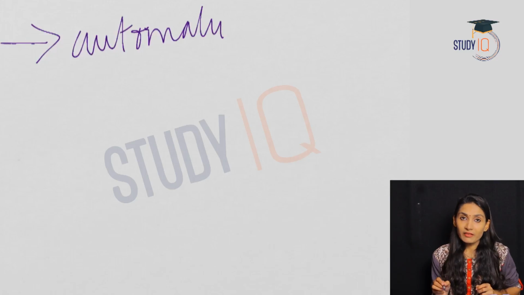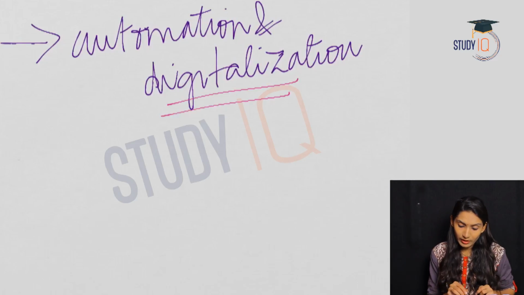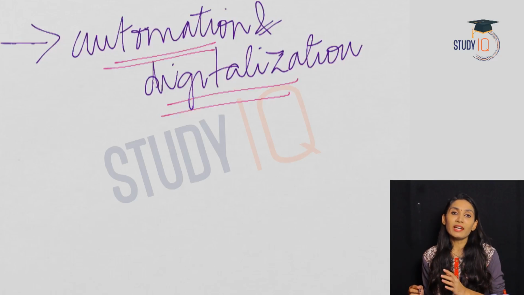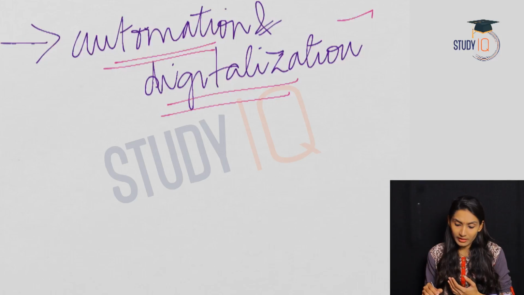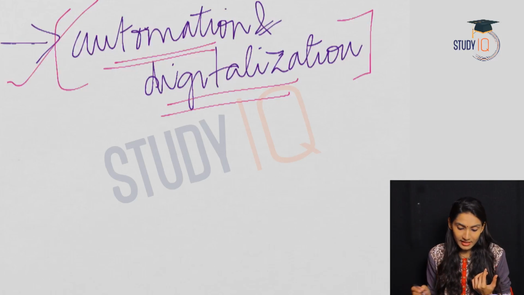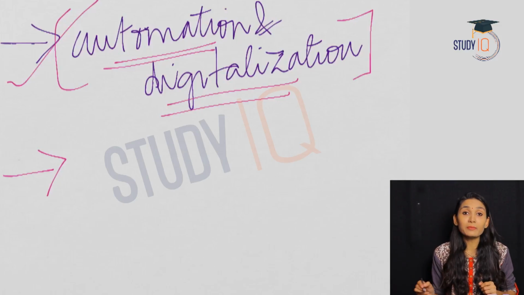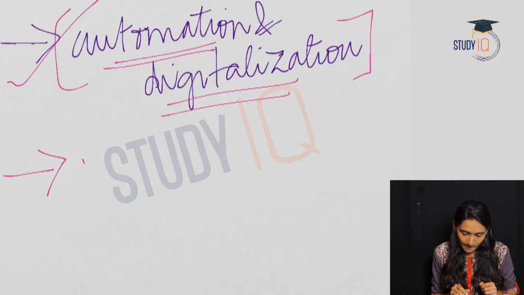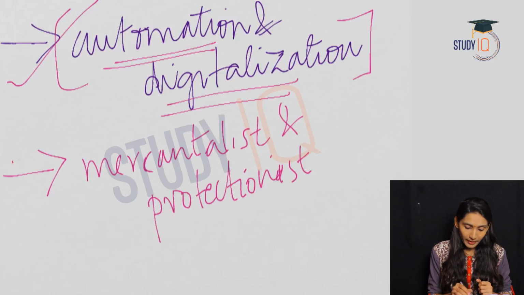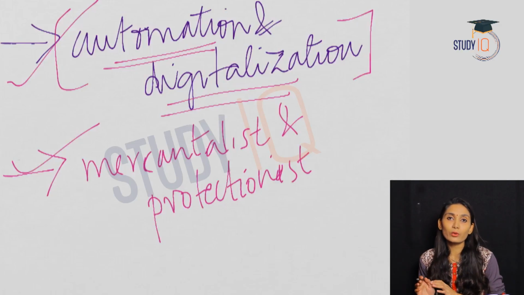First one, disruptions with regard to automation and digitalization. So we live in a digital world and the quantum of automation and digitalization has increased. So this itself poses certain threats or challenges. This challenge is referred to as one of the new challenges by the global risk report. The second new challenge as highlighted by the global risk report is the mercantilist and protectionist challenges. So these are the two major new challenges highlighted by the World Economic Forum in its global risk report.